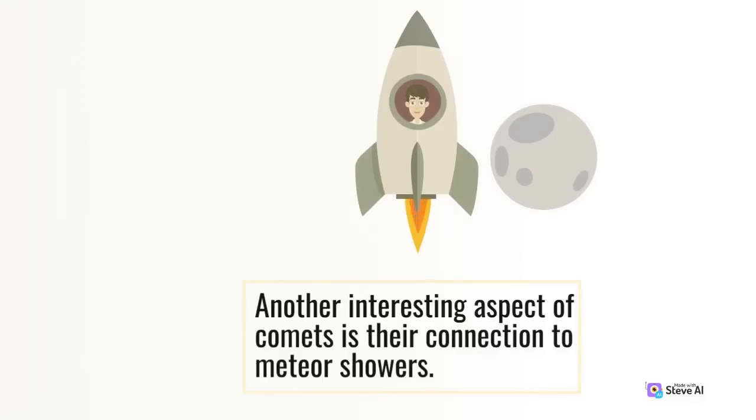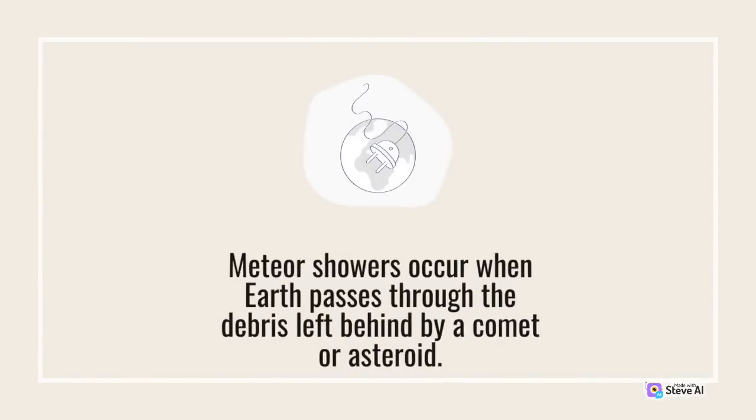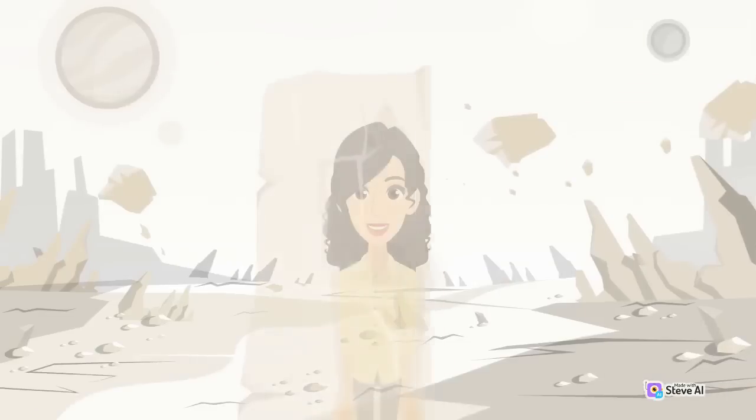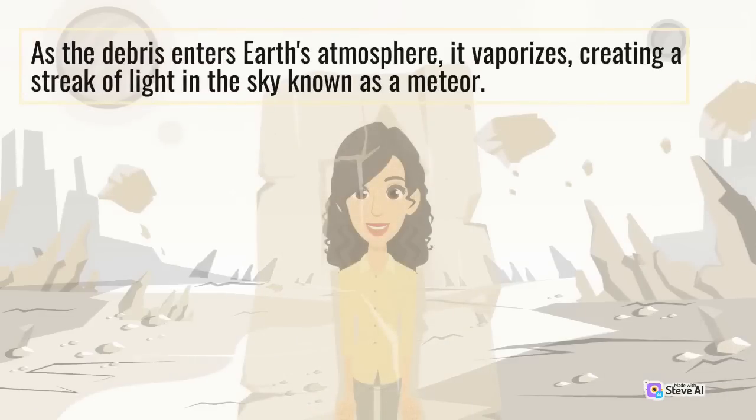Another interesting aspect of comets is their connection to meteor showers. Meteor showers occur when Earth passes through the debris left behind by a comet or asteroid. As the debris enters Earth's atmosphere, it vaporizes, creating a streak of light in the sky known as a meteor.